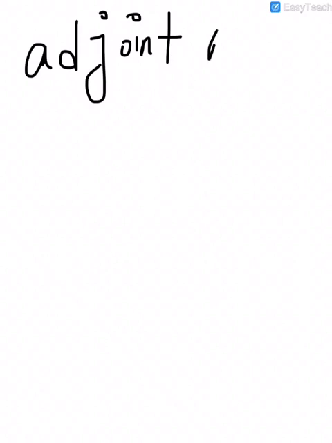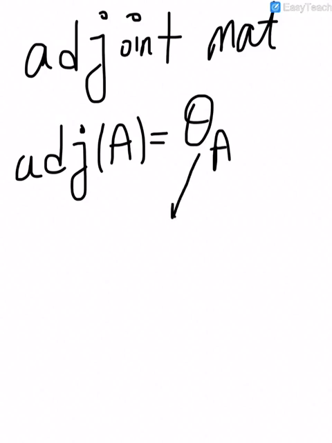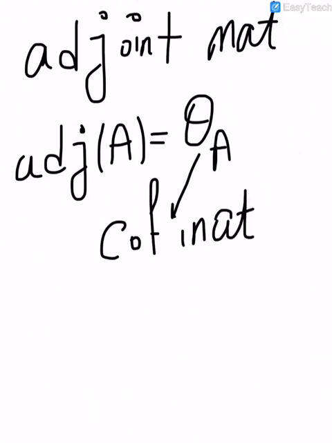Adjoint matrix. So the adjoint of a matrix A is written as adj A. I know that theta A is the cofactor matrix, and I take the transpose. So the adjoint matrix is simply the transpose of the cofactor matrix.